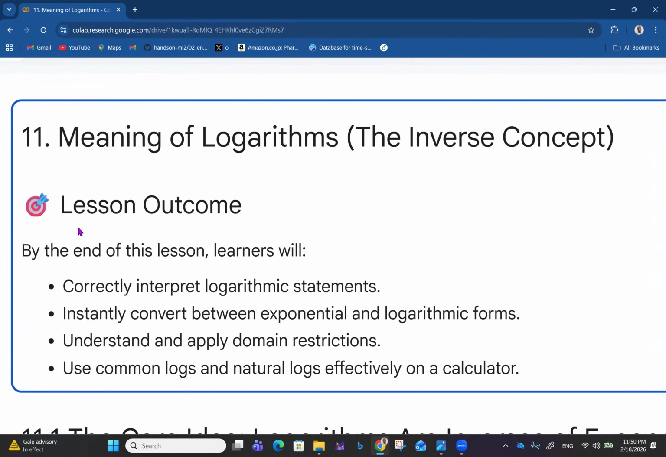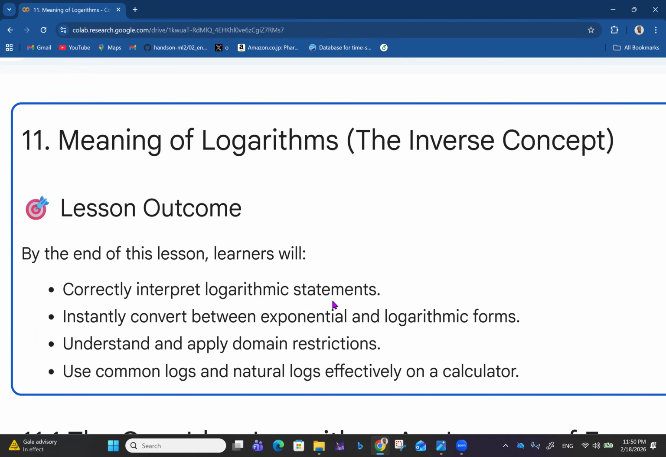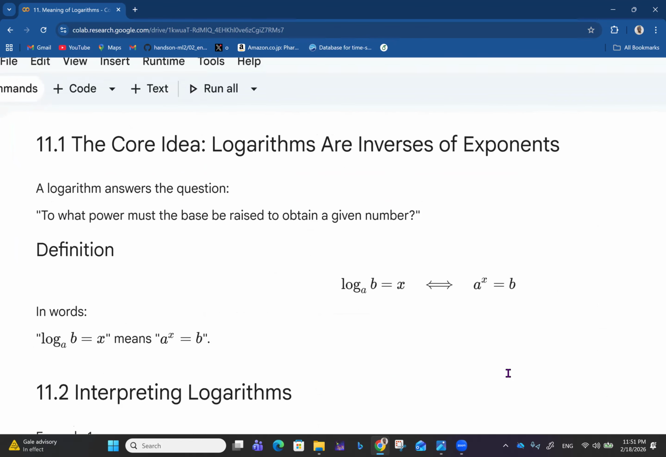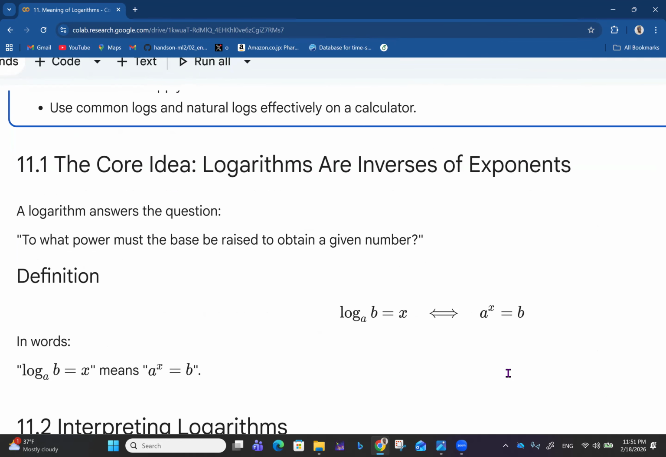So by the end of this lesson, you will be able to correctly interpret logarithmic statements, instantly convert between exponential and logarithmic forms, understand and apply domain restrictions, and use common logs and natural logs effectively on a calculator. Okay, so let's go straight to the first part, the core idea.